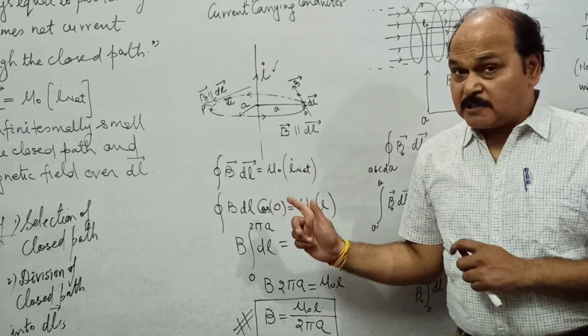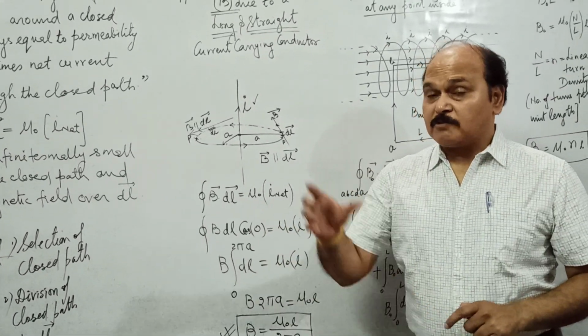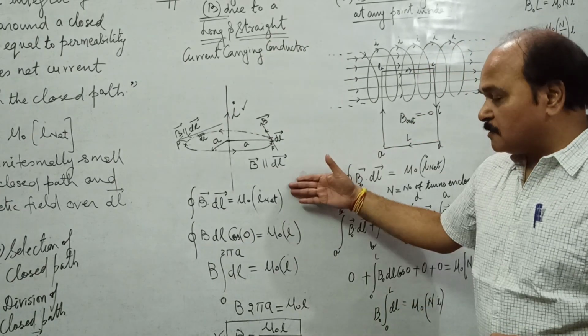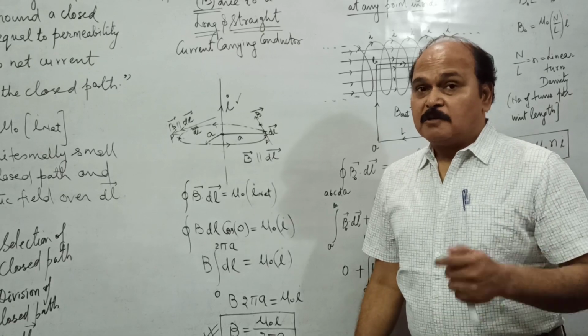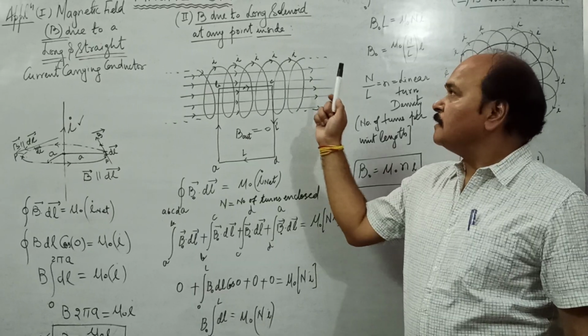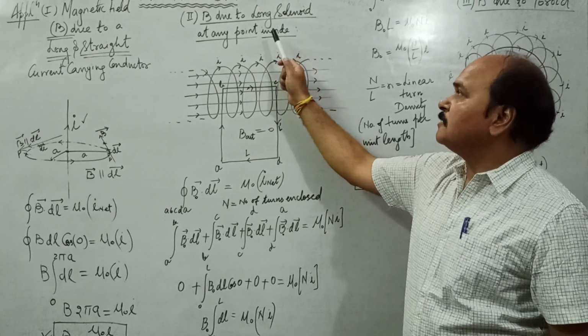Children, we found the same expression using the Biot-Savart law, but that was a very long process. Here, in just a few steps, we are able to find the same expression which we found in, say, 2 pages. Now children, this is application number 2.